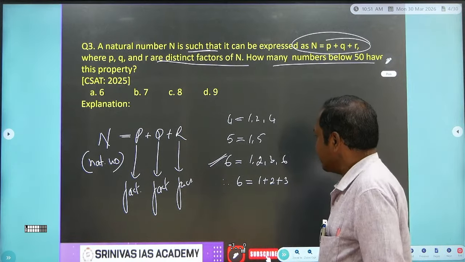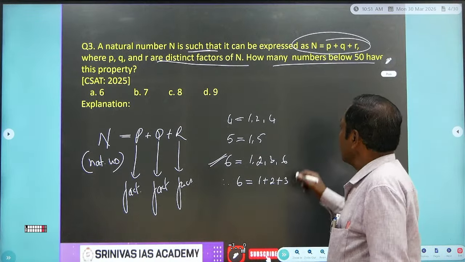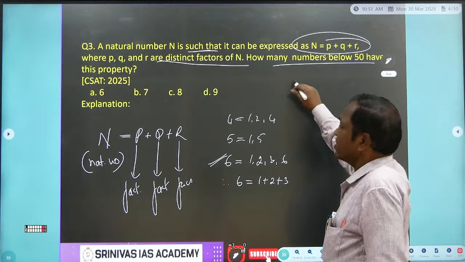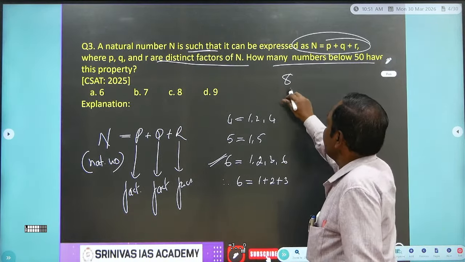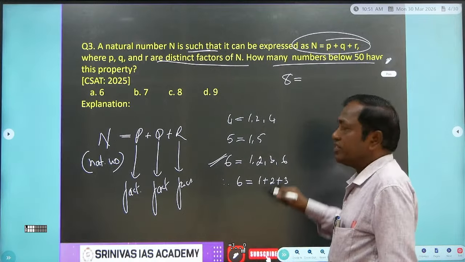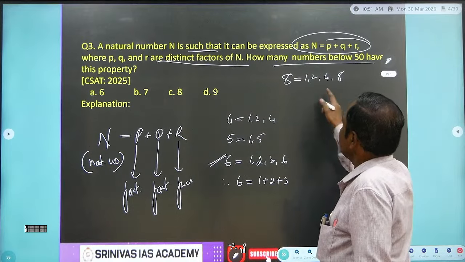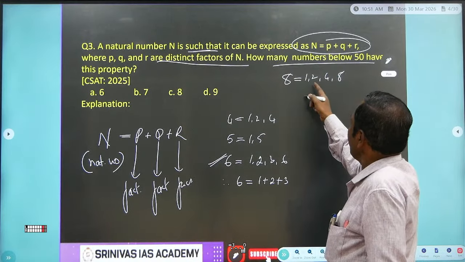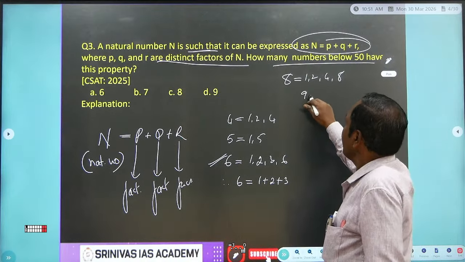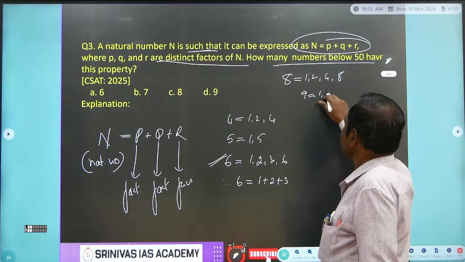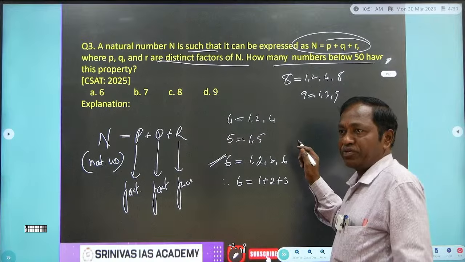For our learning sake, I am telling you, take 7. 7 is a prime number, don't consider. If you take 8, what are the factors of 8? 1, 2, 4, 8. Do you get 8? 1 plus 2, 3, 4 is not possible. 9, what are the factors for 9? 1, 3, 9, no, you will not get. 10, you will not. 11 is a prime number, don't take.